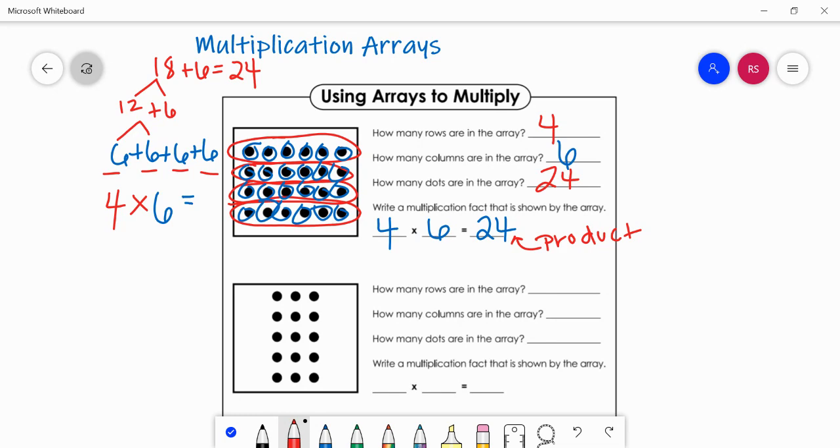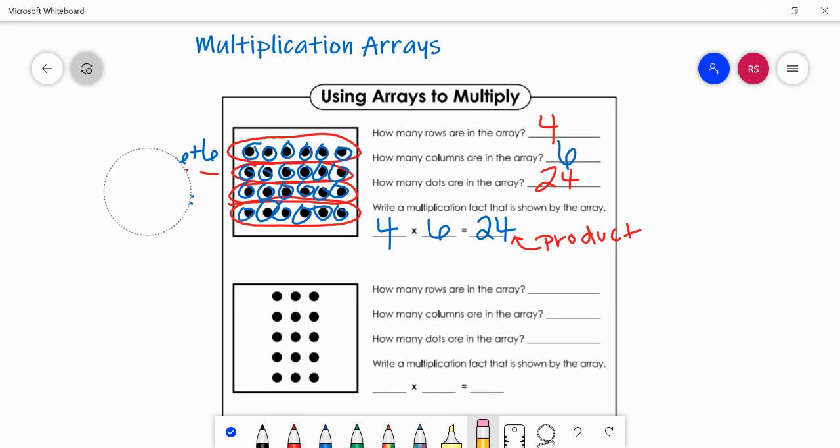Now let's take a look at this second example. I encourage you to go ahead and write it down in your notebook. It's a little bit of a smaller array. There's not as many dots. Actually, just pause this video, write it down, and then unpause it when you're ready. All right, so we have the array written down in our notebooks.